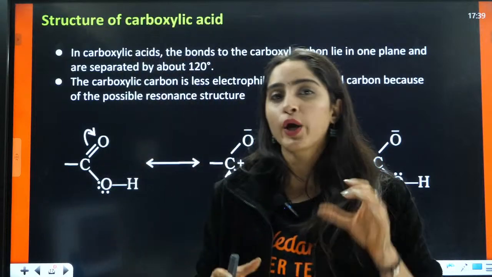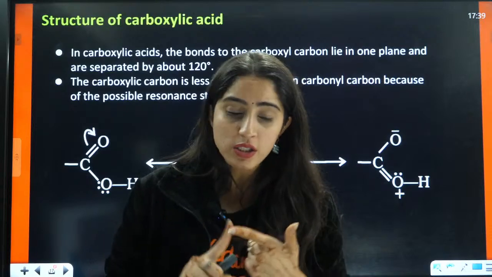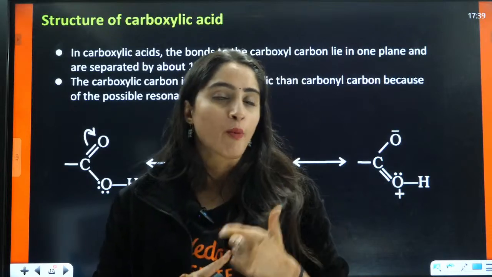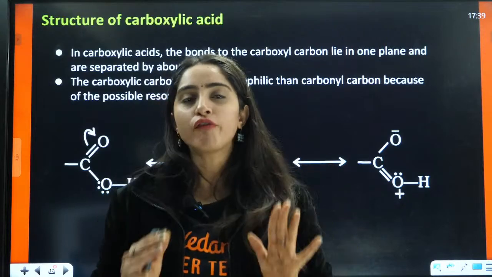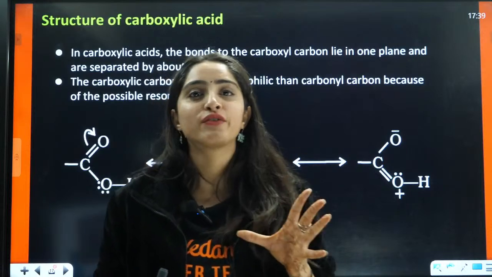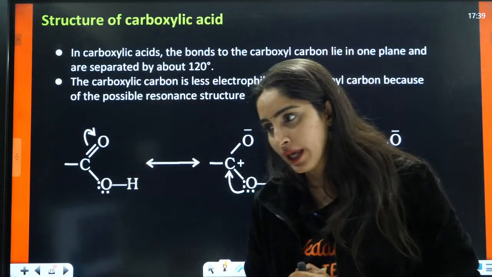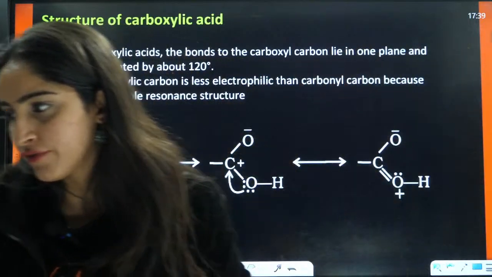Firstly, we are going to see the structure. Then we are going to see the preparations, physical and chemical properties. These are the 4 things that we are going to see in today's lecture. And after that, we are going to see some previous year questions, very important and interesting questions, right? Okay. Now, very good.